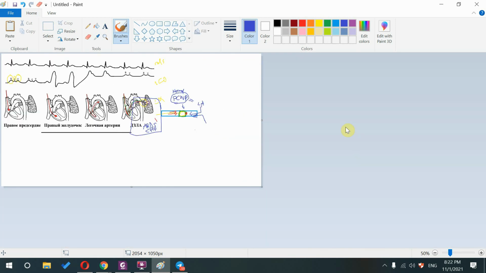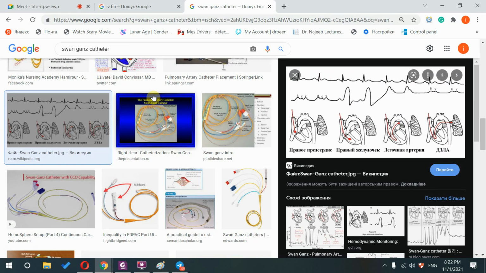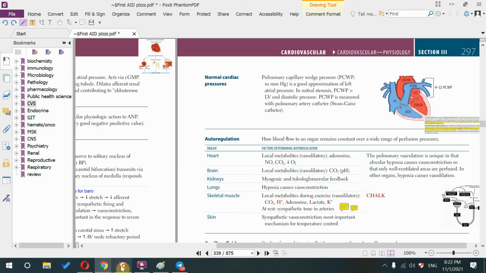So anyway, if the concept of the PCWP does not make sense, now we'll read from First Aid and hopefully it will make sense. So they write, pulmonary capillary wedge pressure is a good approximation of the left atrial pressure. In cases of mitral stenosis, the PCWP will be much higher than the left ventricular end diastolic pressure, which is 10. So it will be higher than 10. The PCWP is measured with the pulmonary artery catheter called the Swan-Ganz catheter that we have just seen.